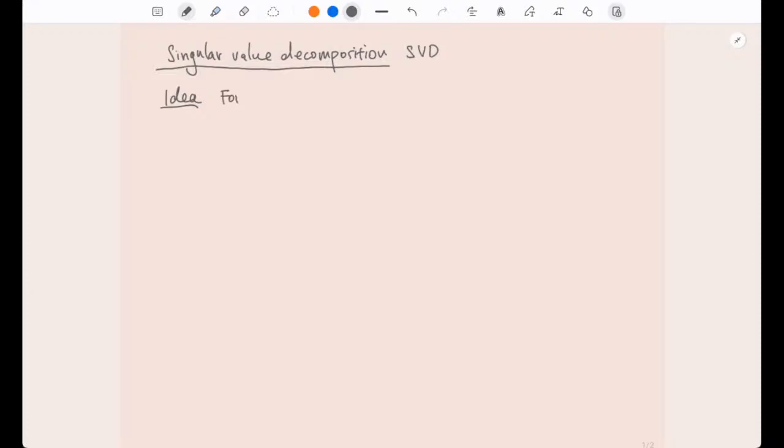So for any matrix, let's say A in C^(n by k), factorize it as A equals U sigma V, like that.